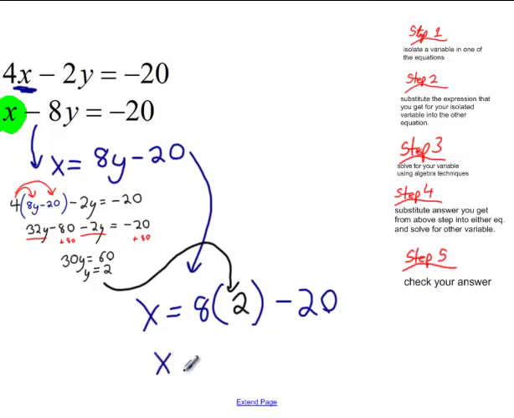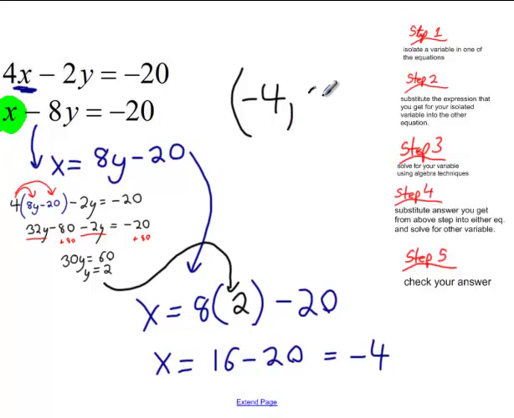Therefore my x is equal to 8 times 2 is 16 minus 20, which equals negative 4. Alright, so my coordinate point here is x is negative 4, y is 2. Now we can come through and substitute those in, and let's do step 5. Let's do the checking step in our head.